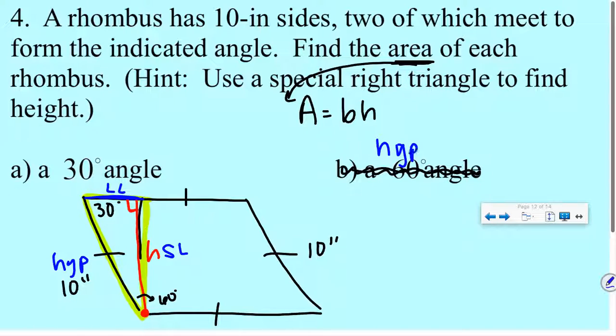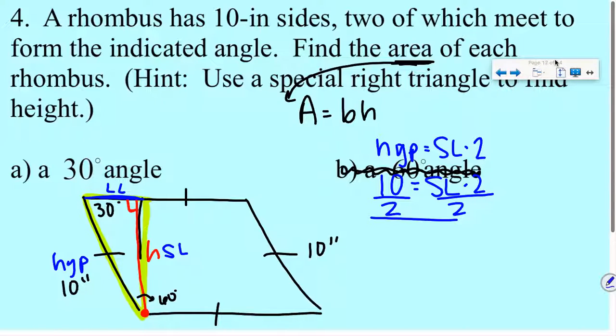Hypotenuse equals short leg times 2. Well, the hypotenuse is 10. So 10 equals short leg times 2. So when I divide by 2, what's the length of my short leg? 5. Which is the same as the height of the rhombus, right?